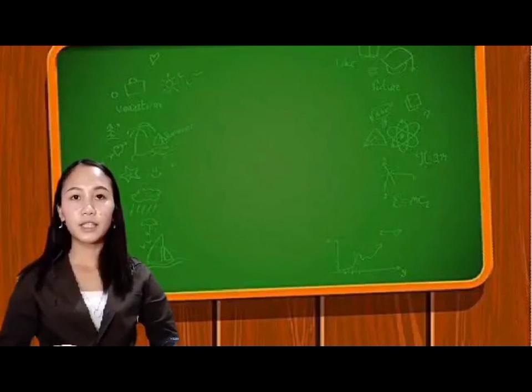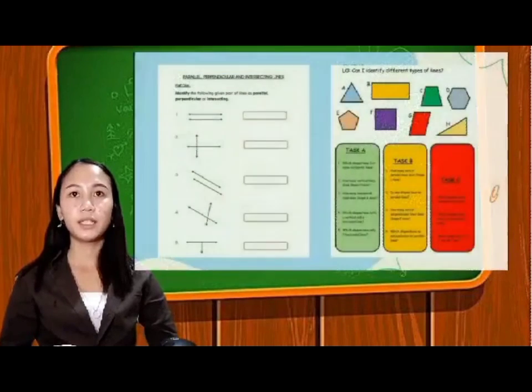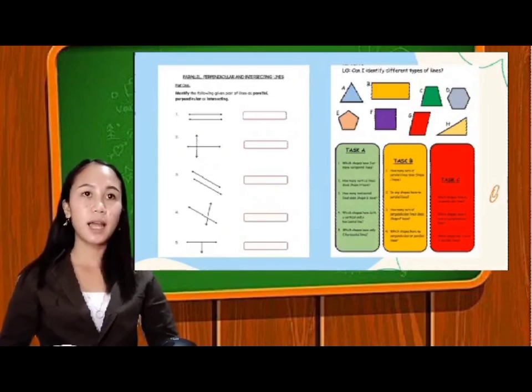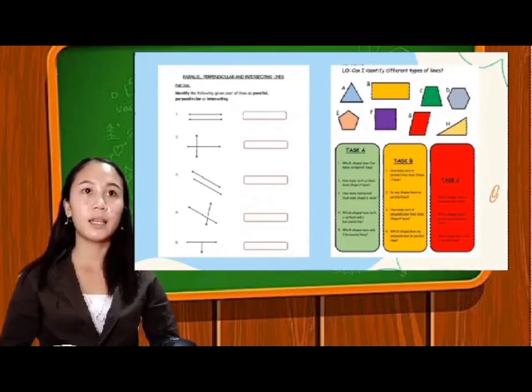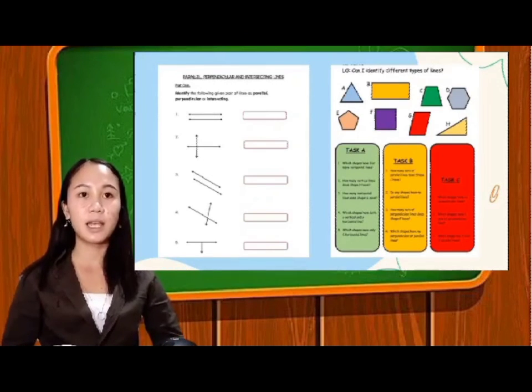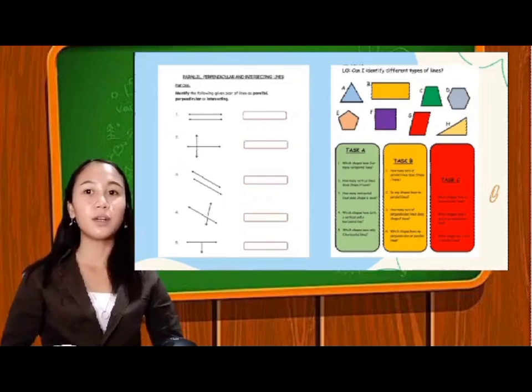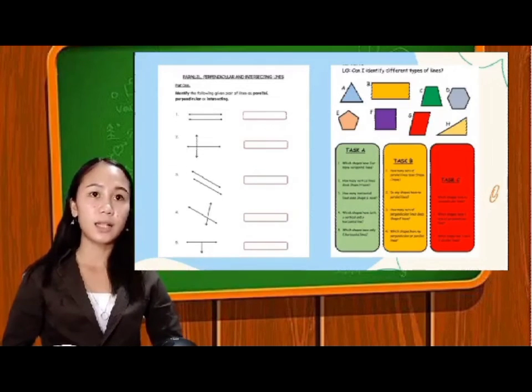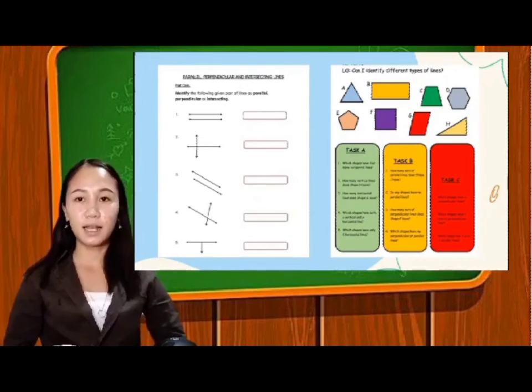For our next activity, you are going to identify the following given pairs of lines as parallel, perpendicular, or intersecting lines. And on the right side, there is another activity: can I identify different types of lines? There are task A, task B, and task C. In this activity, you are going to answer the questions asked in task A, task B, and task C.